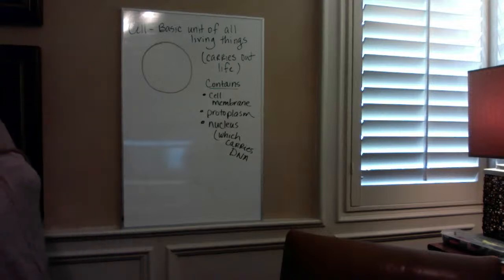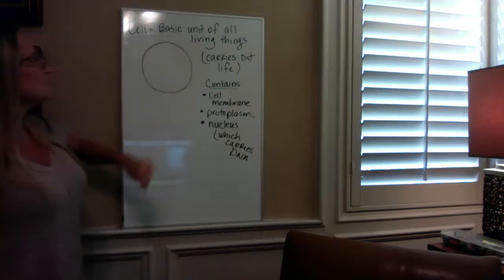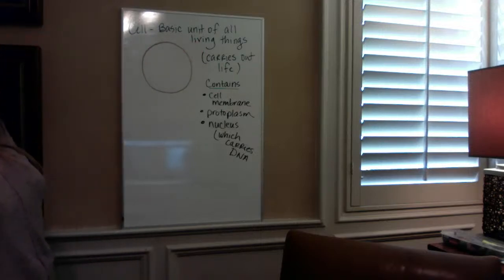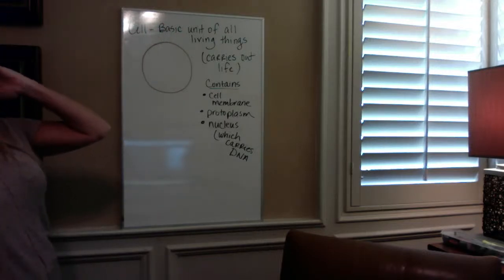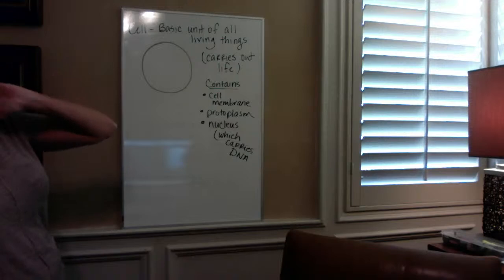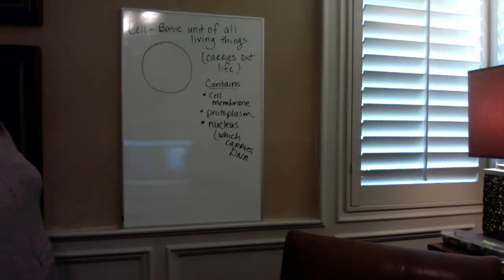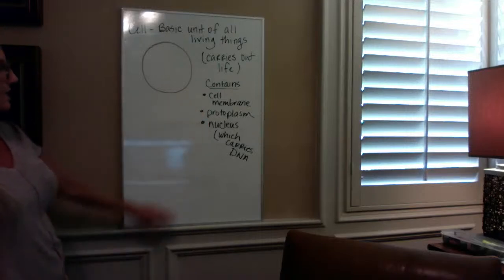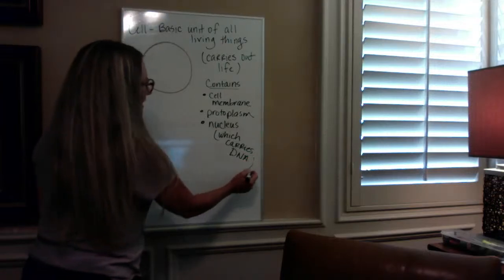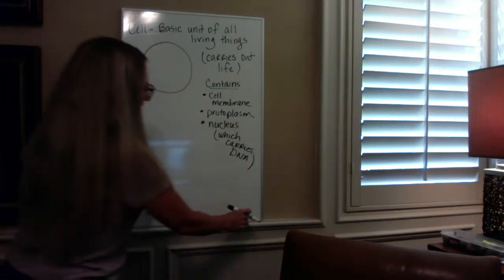Our cell is the basic unit of all living things. This is pretty much what you're going to see when you answer that question at state board. It carries out life. There's a variety of cells that vary in size throughout the body, and there's millions of them all over the body. The cell contains a cell membrane, the protoplasm, and the nucleus. The nucleus has and stores our DNA, our genetics.